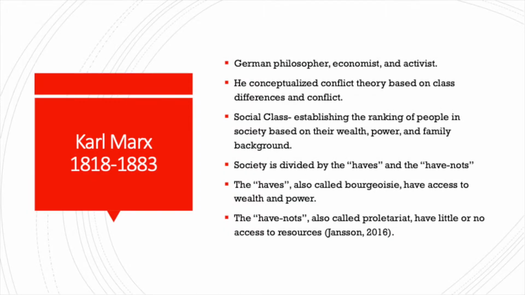So Karl Marx was a German philosopher, economist, and activist. He conceptualized conflict theory based on class differences and conflict, and he came up with the social class theory, which establishes the ranking of people in society based on their wealth, power, and family background. And he said society could be divided into two different halves, the haves and the have-nots. The haves, also called bourgeoisie, have access to wealth and power, and the have-nots, also called proletariat, have little to no access to resources.